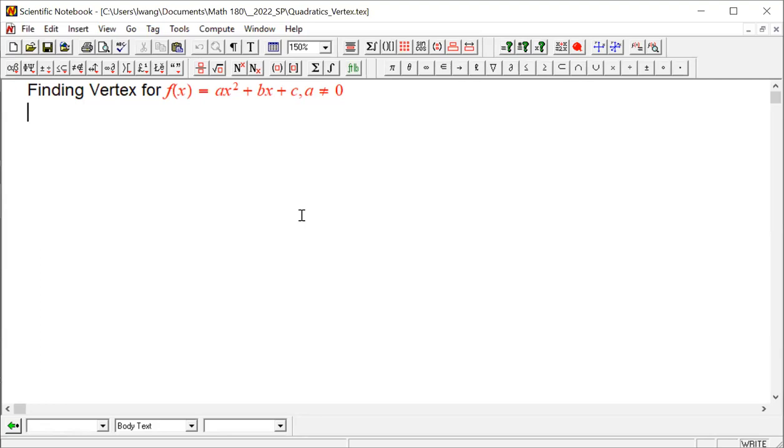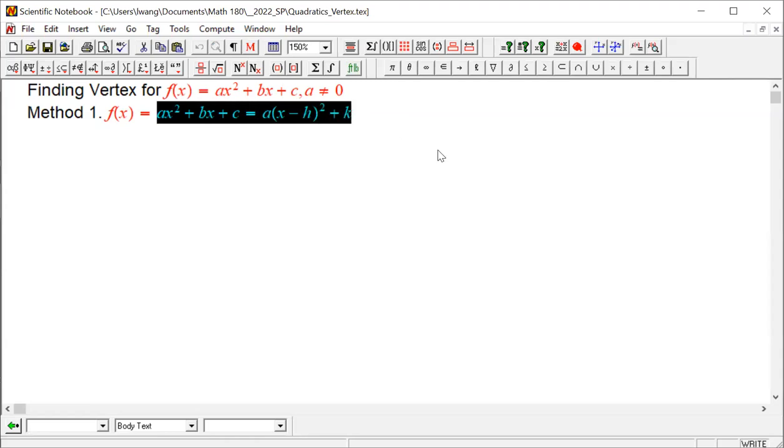Hopefully all of these methods will help us gain more insight and, along the way, improve our algebraic skills. The first method we did is that we assume we already have this form. So we assume this is the form, and then we set out to find a, h, and k. This method works pretty well. Of course, we always end up with the same answer, right?